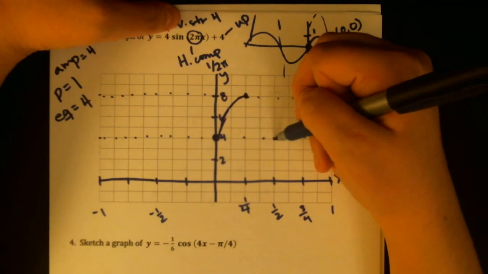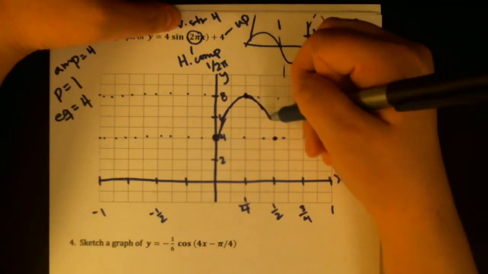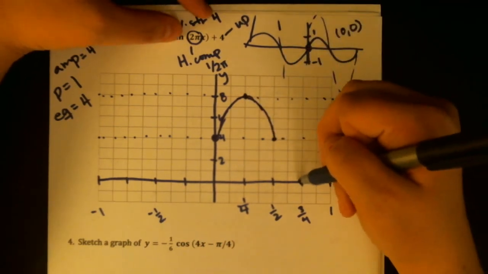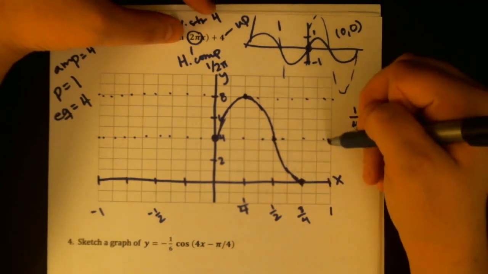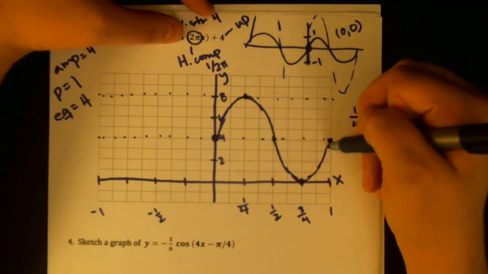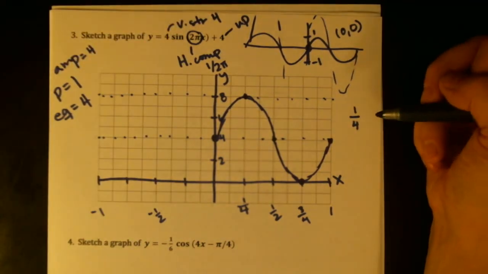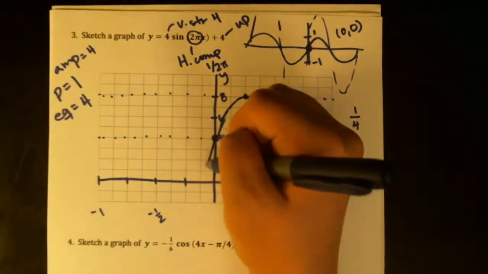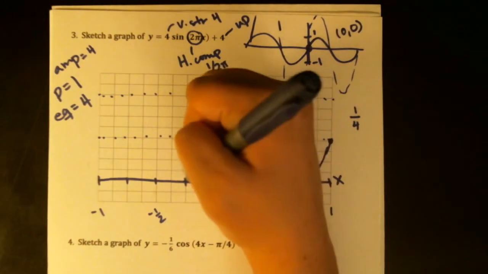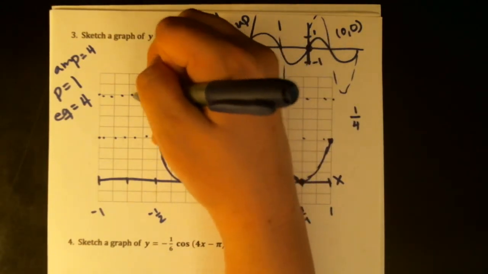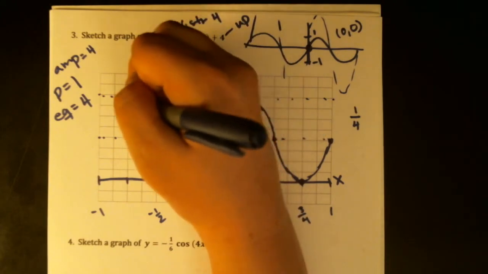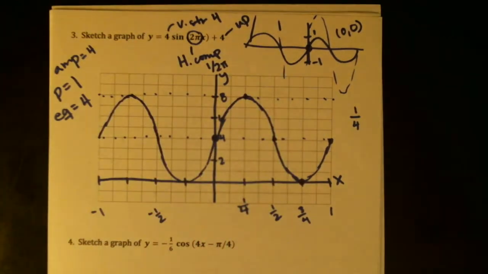And then another quarter period should get us back to the middle. And then another quarter should get us down to the bottom. And then one more should get us back to the middle. And the same should happen here. So we should go bottom, middle, top, middle. Okay, so there's my sine wave.